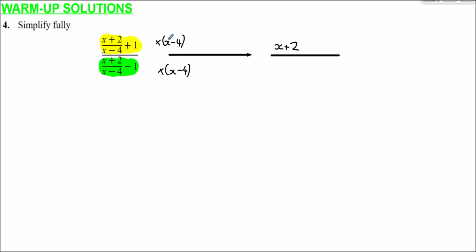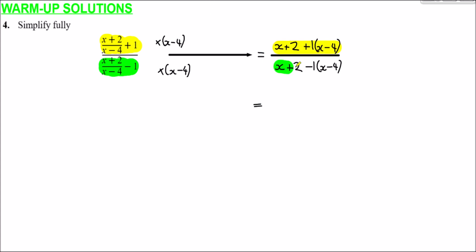Then we'll have 1 multiplied by the x minus 4. And on the bottom, (x + 2) divided by (x - 4) multiplied by (x - 4) will cancel, just leaving us again the x plus 2. And then we'll have minus 1 lots of x minus 4. So now we can expand these brackets quite simply and then simplify even further.